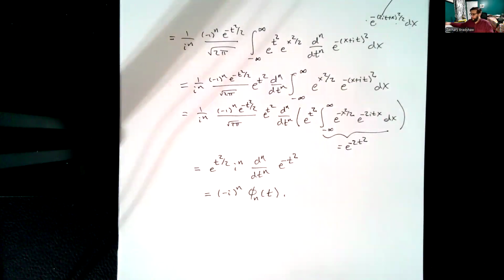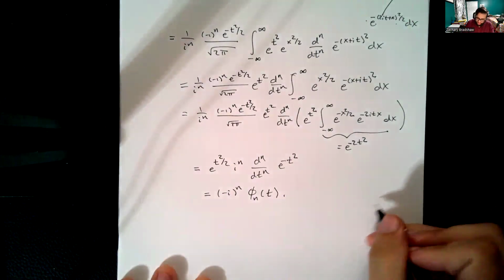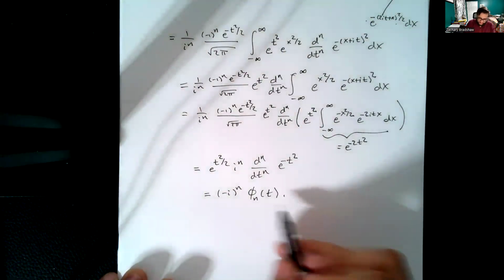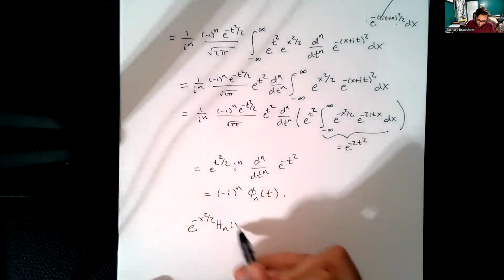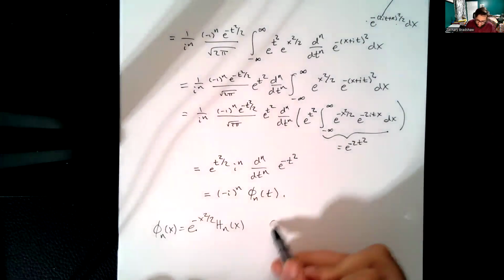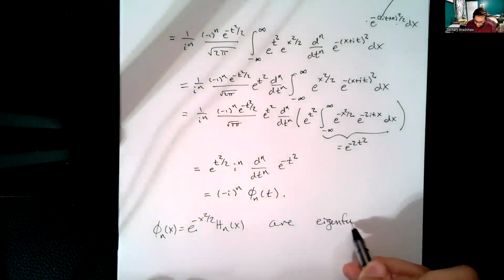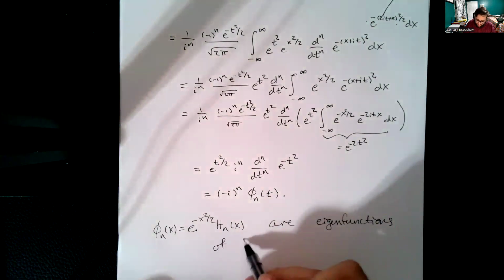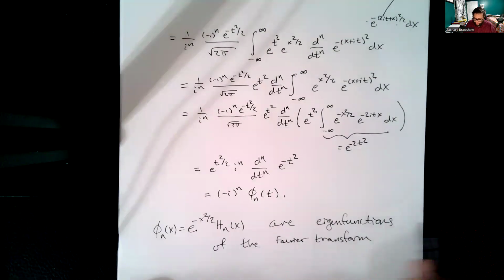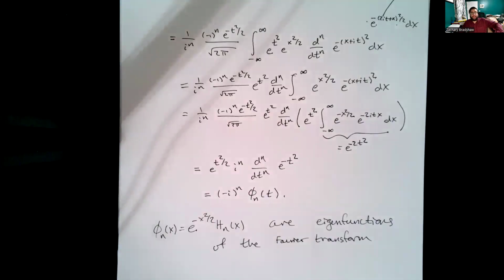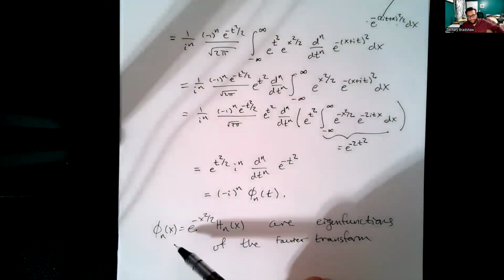Okay, so that was a lot of trickery that went into using Cauchy's theorem to show that these e to the minus x squared over 2 times Hermite polynomial guys, so these phi n's, are eigenfunctions of the Fourier transform with eigenvalues minus i to the n. So this was actually an exercise in Gamma that has 2 more parts that I'm not going to do. The other 2 parts show that these eigenfunctions are in fact orthonormal.